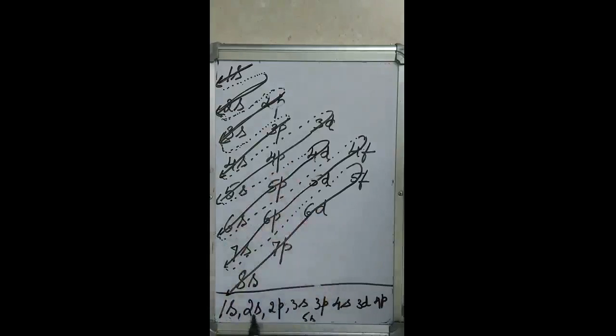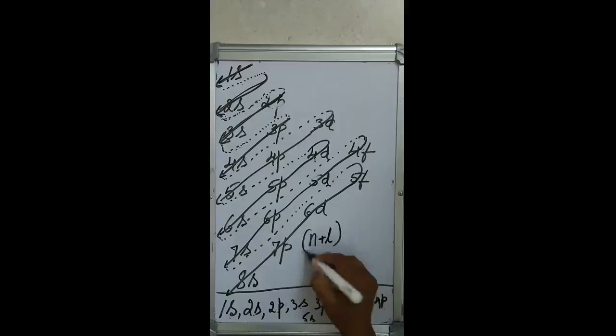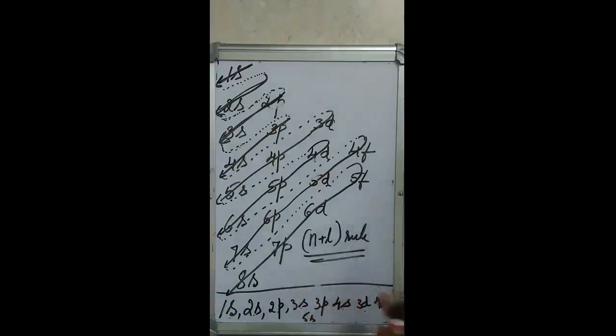So here 1s, 2s, 2p, 3s, 3p, 4s, 3d, 4p, 5s. Now the energy of atomic orbital is also decided by the n plus l rule. Okay, I will explain what is the meaning of the n plus l rule. I hope you understood the concept of Aufbau principle. Aufbau principle means construction, it is a German word meaning construction or building up. Now here electrons are filled according to the increasing order of the atomic orbital.